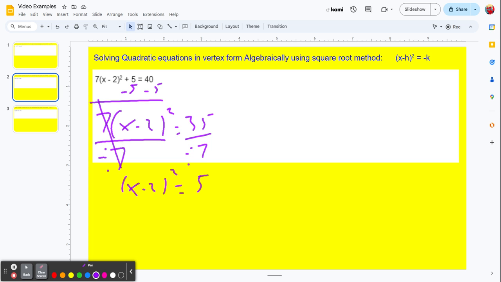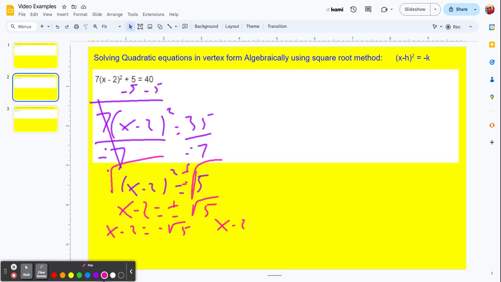All right. Now we're going to square root both sides, plus or minus. So I get x minus 2 equals plus or minus the square root of 5. Let's break it down into two equations now. So x minus 2 can equal the negative square root of 5, and x minus 2 can equal the positive square root of 5.